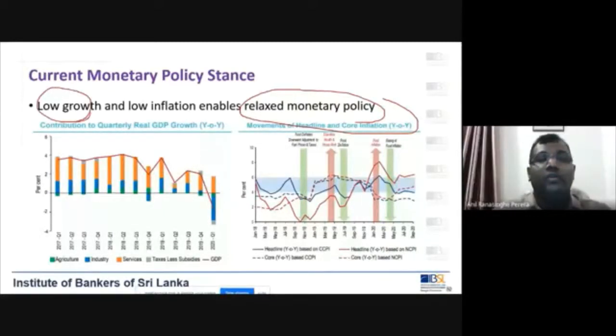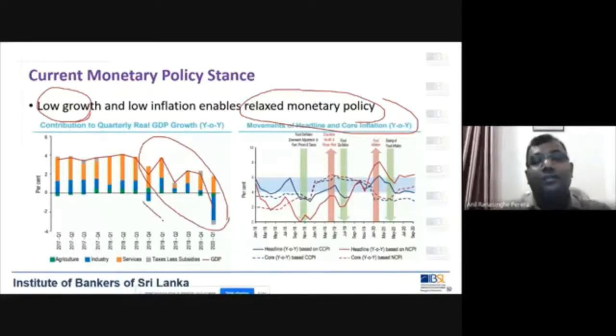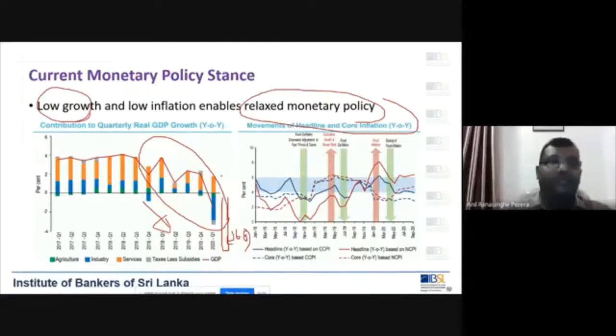We know that during the last many quarters, our economic growth was indicating a lower performance. Even this year, the economy is negative, right? Second quarter, I heard it's like 16.8 negative. So the economy needs some support. How can you support? You can reduce interest rates, you can inject money. Then people will start to borrow, economic activities would happen, investments would happen. So the economy will revive. That is one reason, low growth.